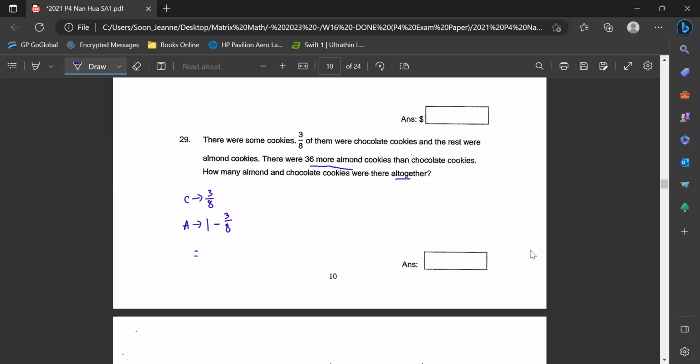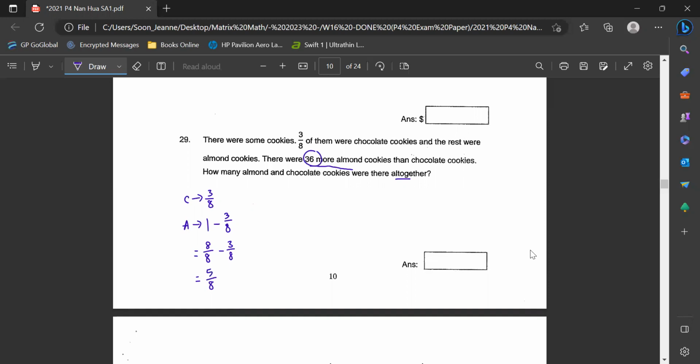So 1 whole, remember, is actually 8 over 8. Follow the denominator. Minus 3/8, 5 over 8. So the fraction for almond chocolate is 5 over 8. But then it says 36 more almond than chocolate. So the difference in number between almond and chocolate is actually 36.